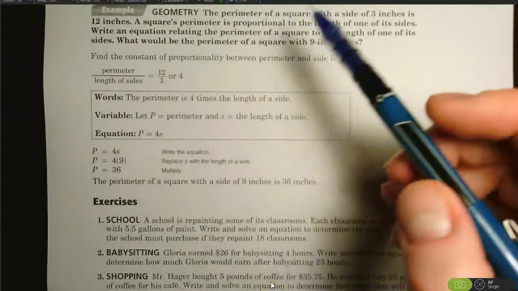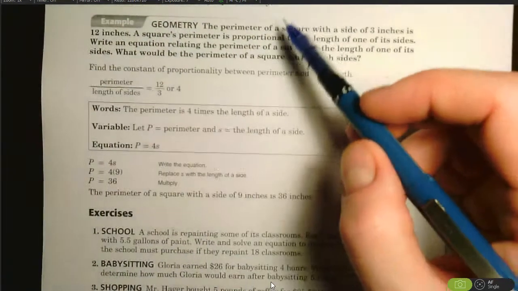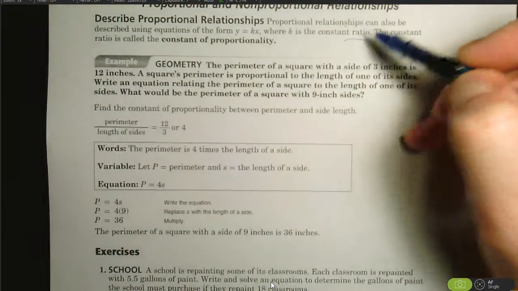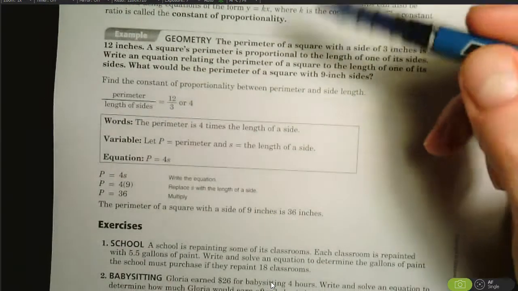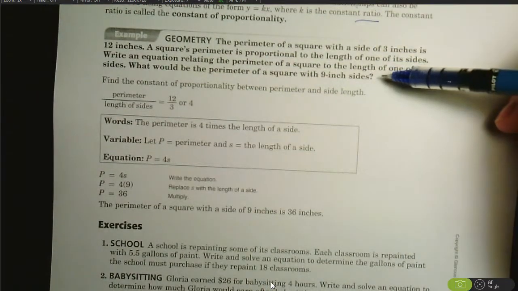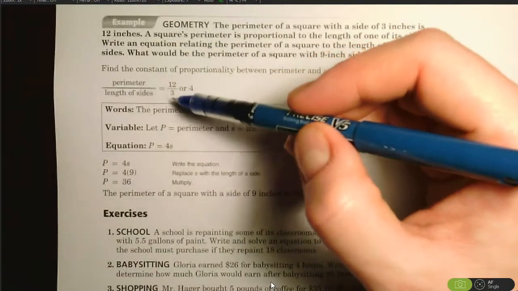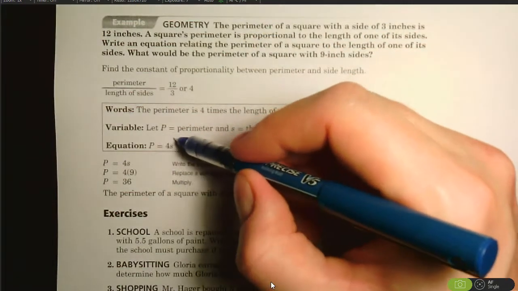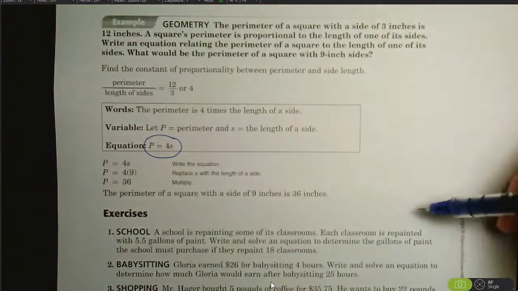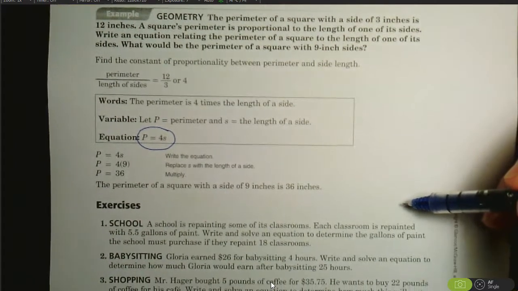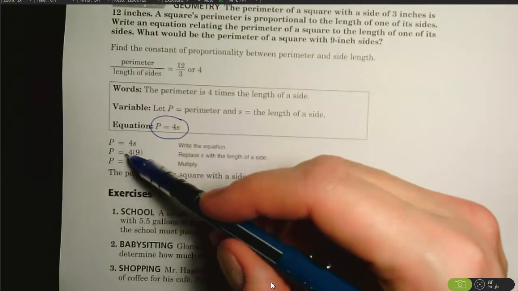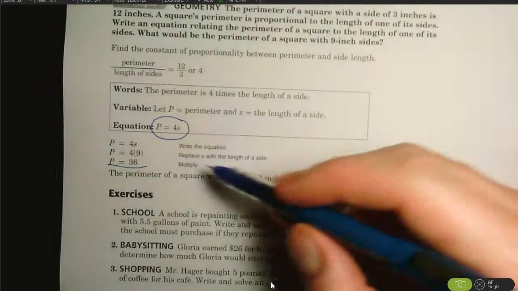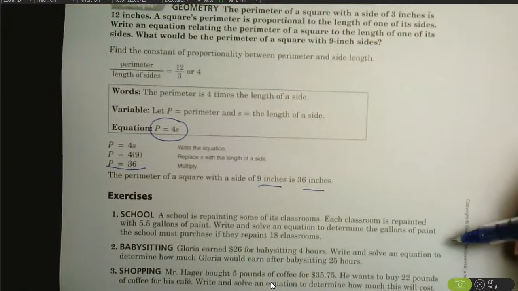So we have to find our constant of proportionality, which we talked about in class. The constant of proportionality is that constant ratio or rate. So they're wanting us to compare perimeter to the length. Well, perimeter was 12, length was 3, so 12 over 3 is 4. So our perimeter is 4 times the side length. That's the equation. So perimeter is 4s, perimeter is 4 times 9, 4 times 9 is 36, therefore our perimeter with the side length of 9 inches is 36 inches.